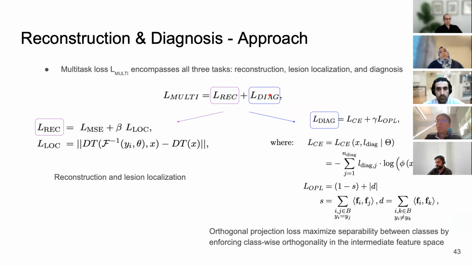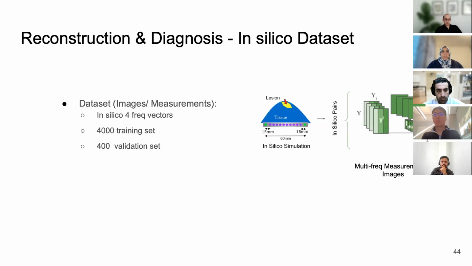while the diagnosis loss encompasses cross-entropy loss and orthogonal projection loss that is used to maximize separability between classes by enforcing class-wise orthogonality in the intermediate feature space. We first tested our results on an in silico dataset that mimics the probe design in terms of frequency, by creating a set of training, validation, and test datasets.